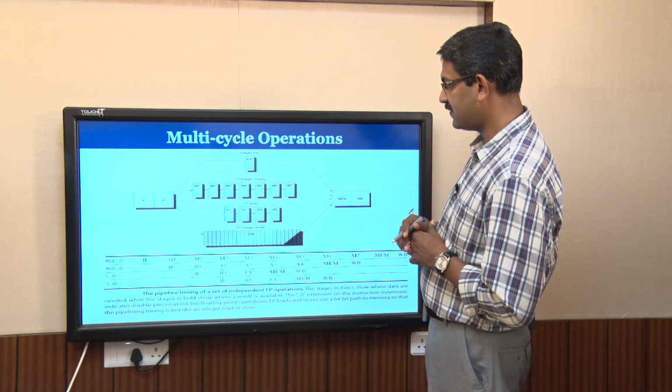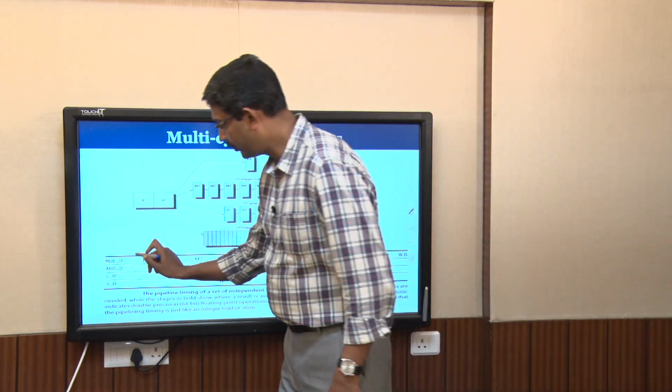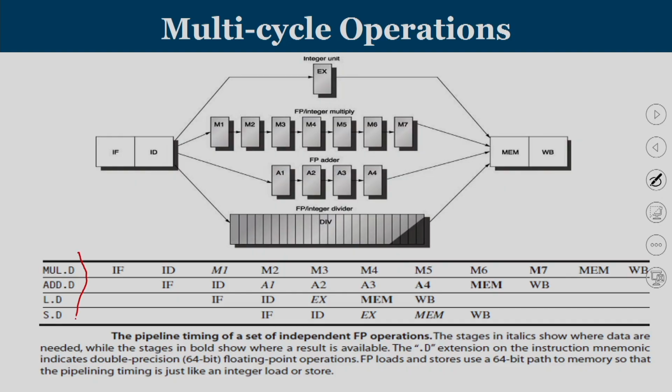Now consider the case we are using an example. I am going to introduce another new instruction, mul.d. It is a normal multiplication operation, but it is happening on the double data type, that is called a 64-bit operand. The first instruction is multiplication, and we can see that it has an IF, ID, and then 7 stages of execution, M1 to M7, and then you have mem and write back. It takes 11 cycles to complete this instruction.